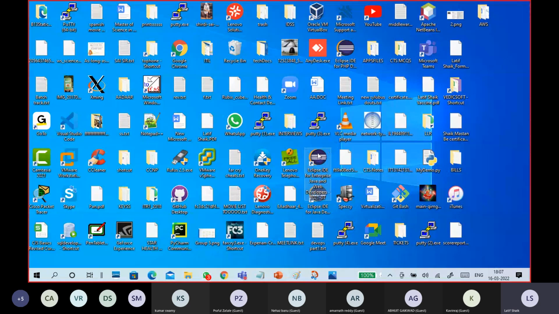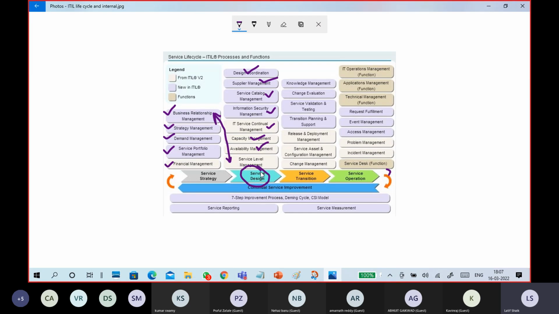I use Eclipse, Tomcat servers like that. So I use certain IDEs to implement it myself, right? Like that we are able to do it. Service transition is build and deployment. Service design is for designing. Service transition is for deployment purposes.